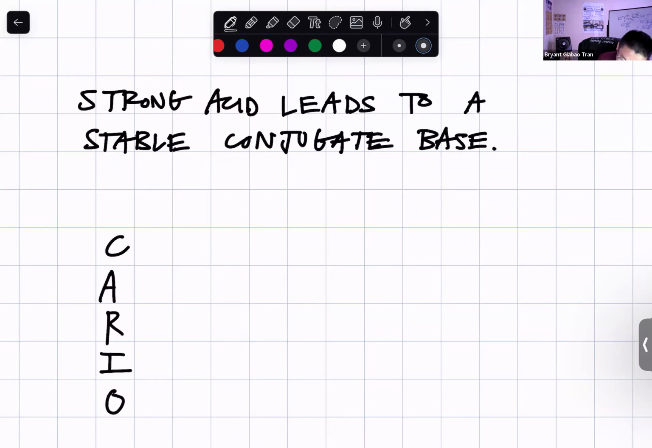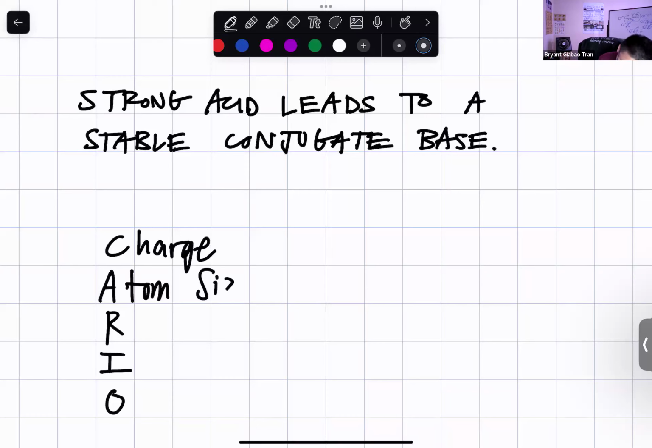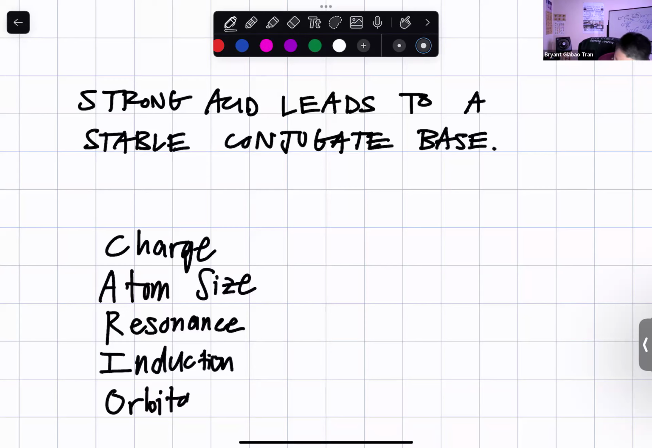Where C stands for charge, A stands for atom size, R stands for resonance, I stands for induction, and O stands for orbital or hybridization.